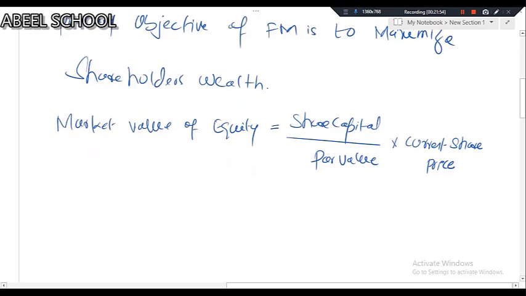Share capital divided by par value results in issued shares, and just multiply this with current share price. You will get market value of equity. And obviously, if market value of equity is increasing, then shareholders' wealth will increase, and vice versa. This market value of equity is also a business value. If I divide share capital with par value, I'll get issued shares.